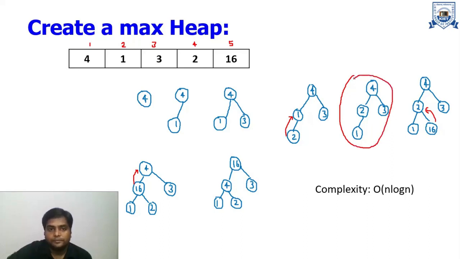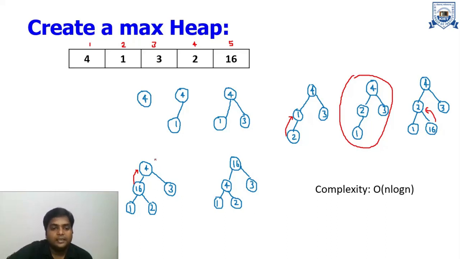Again we insert the next element, that is 16. When we insert 16, it will be inserted over here. Then again it does not satisfy the properties of max heap, because the node must have values greater than its children, but here the value is 2. So we swap these values. Now 16 will be here and 2 will be here. Finally we will get 4, 16, 3, then 1 and then 2.